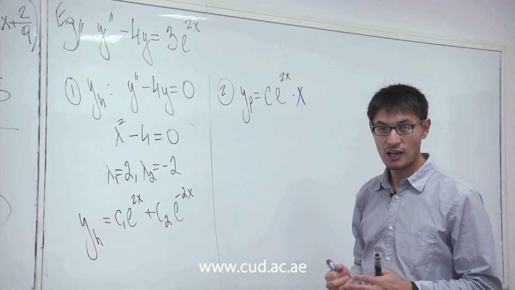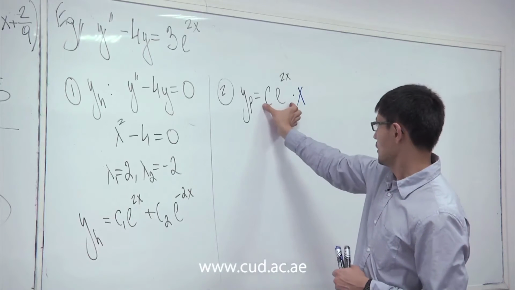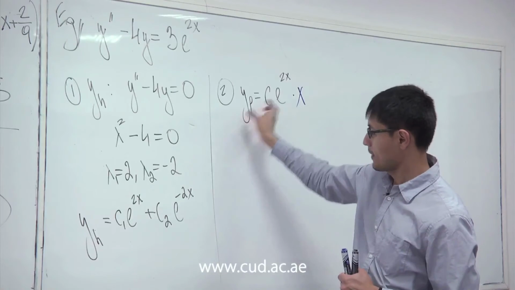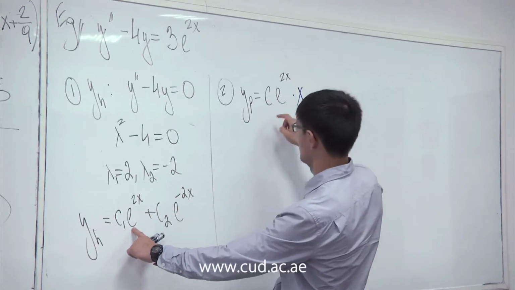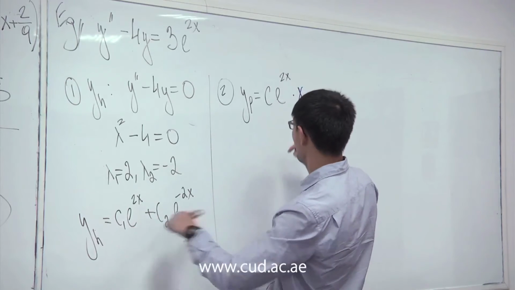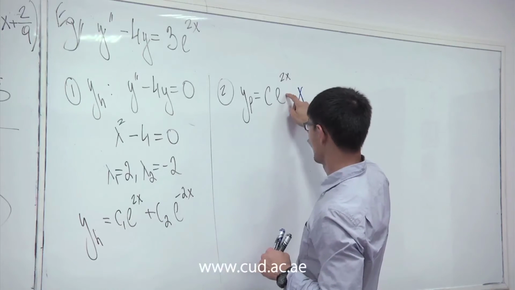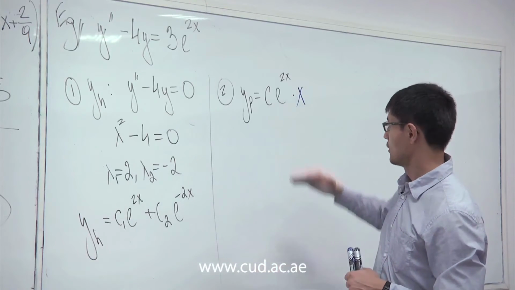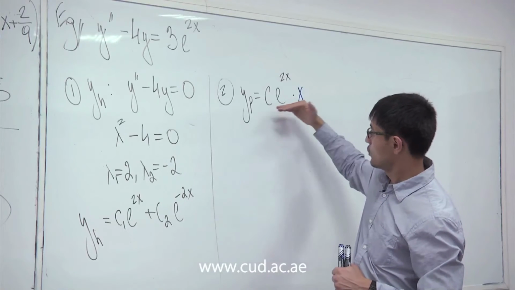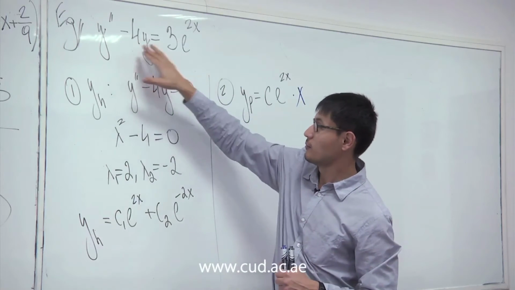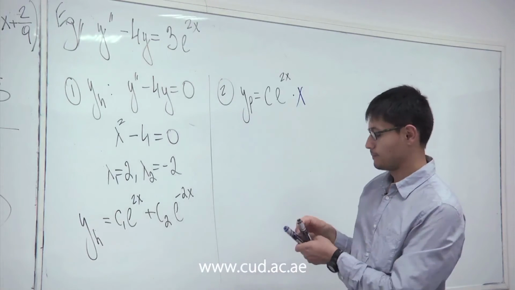Okay? So this is kind of a new rule. If your first candidate for the particular solution is already contained, see, this e to the 2x is already contained in the homogeneous solution, then you have to multiply your solution yp by x. Right. So now we're going to take the derivative of yp and put it on the left-hand side, make it equal to the right-hand side.